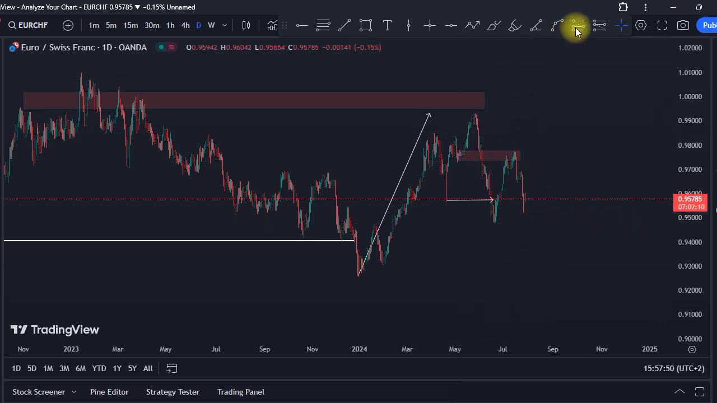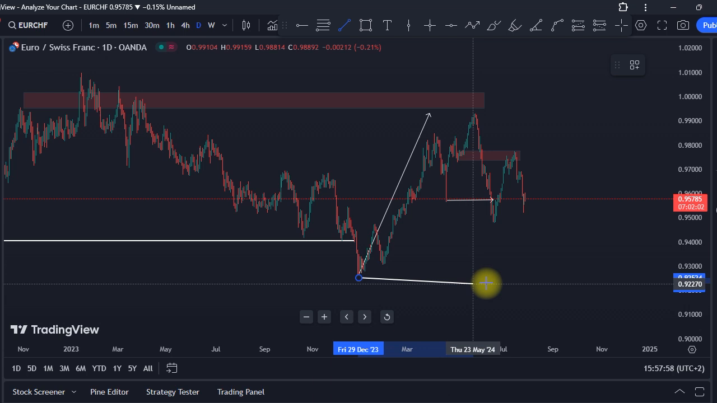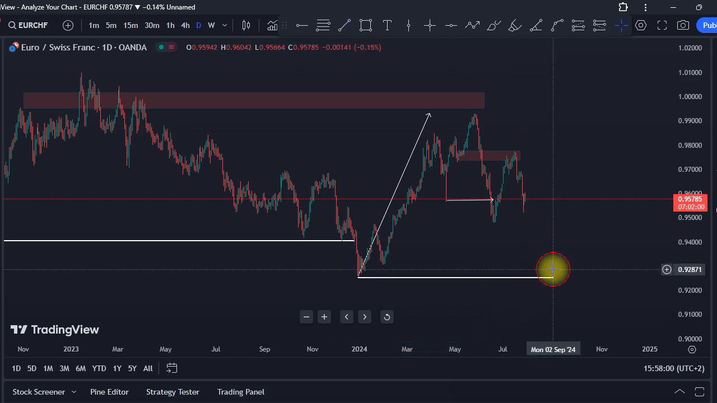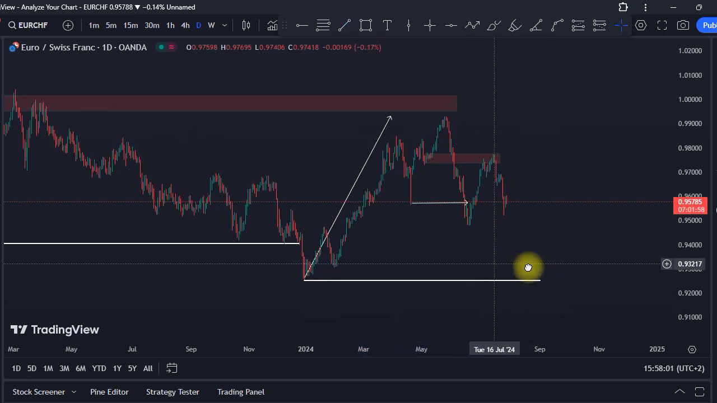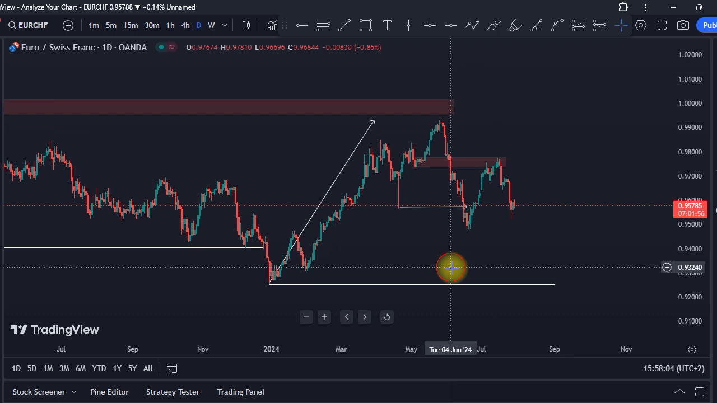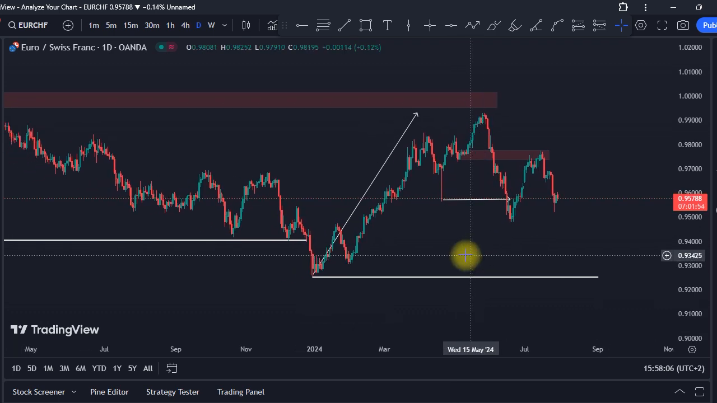So this is where our entry would be. This is our take profit here. Our take profit here is this recent low here. Remember, when we are selling, our take profit is the recent low. Okay, so this is how we would trade at real FX. This is how we would trade.